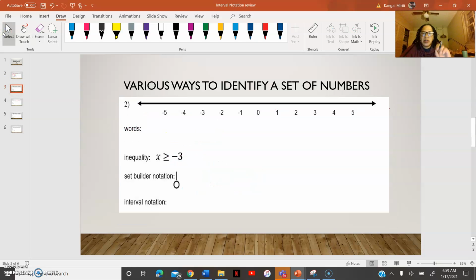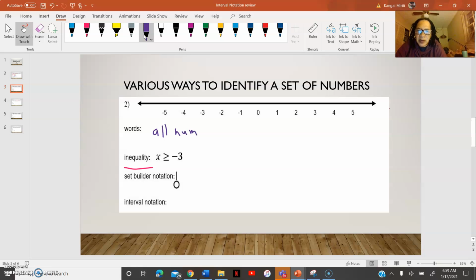So here's another example. We're learning just how to represent a set of numbers in various different ways. This time I've given you the inequality here. This says x is greater than or equal to -3. So in words, what this represents is all numbers greater than or equal to -3. And let's find those on the number line.